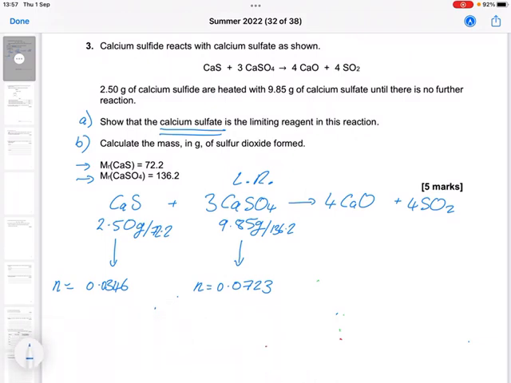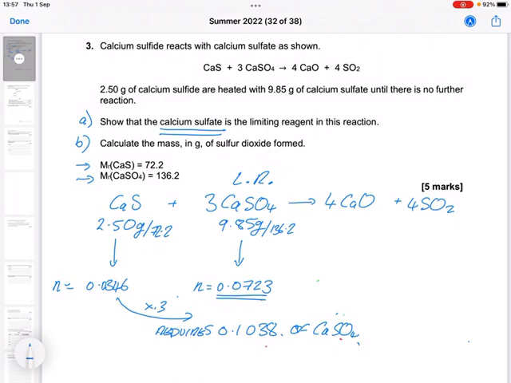So if I go the other way, this bit here, I'm now timesing it by 3. 0.0346 times 3. So 0.0346 of calcium sulfide requires 0.1038 of calcium sulfate. And you can see here, I haven't got enough.